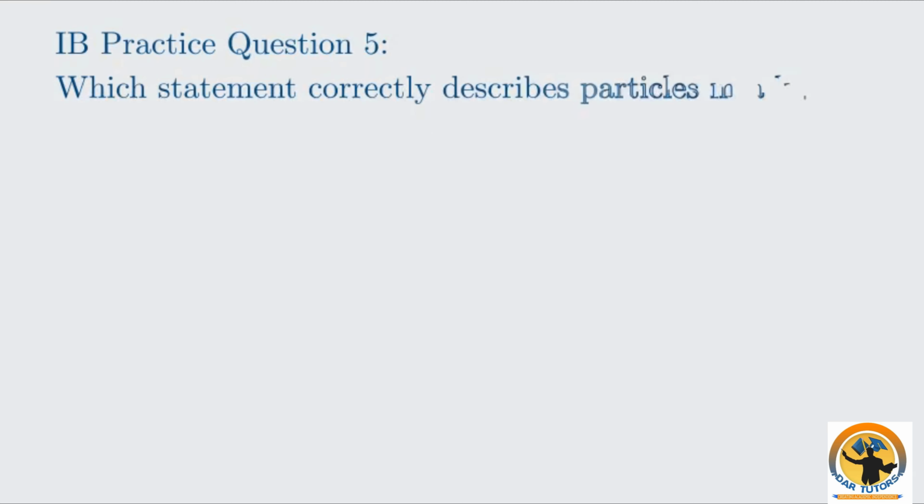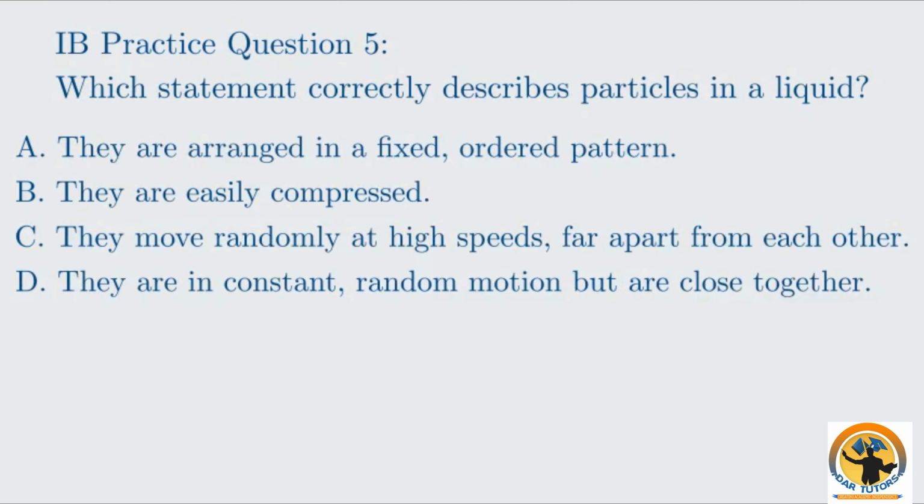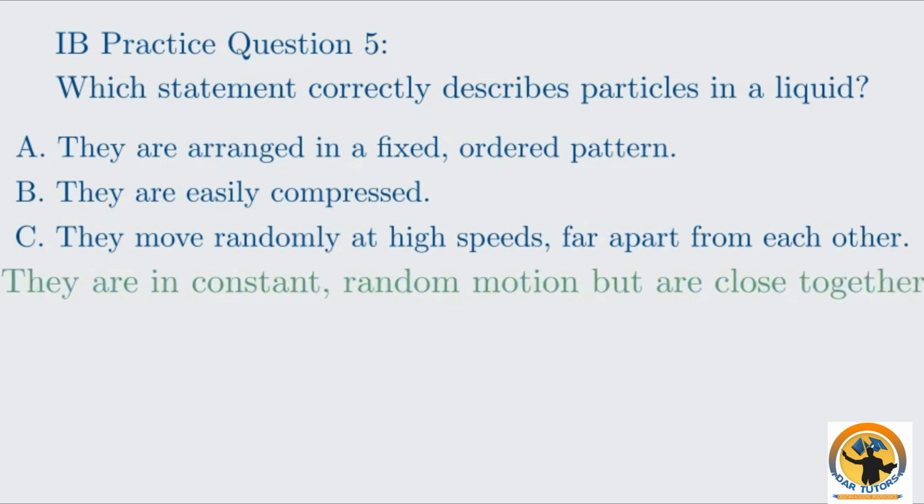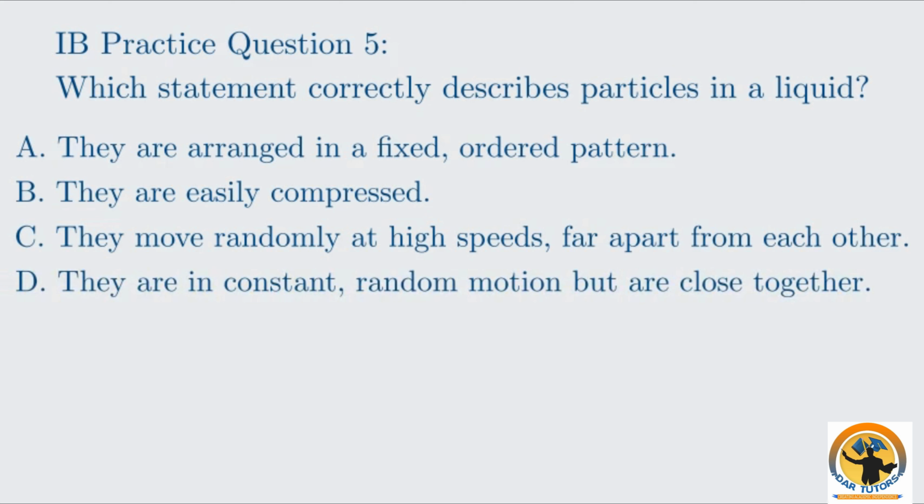Our final question for today. Let's review the options. Liquids do not have a fixed shape, so A is incorrect. Liquids are not easily compressible, so B is incorrect. Gas particles move randomly at high speeds, not liquid particles, so C is incorrect. In a liquid, particles are in constant random motion, but they remain close to one another, which correctly describes the liquid state.